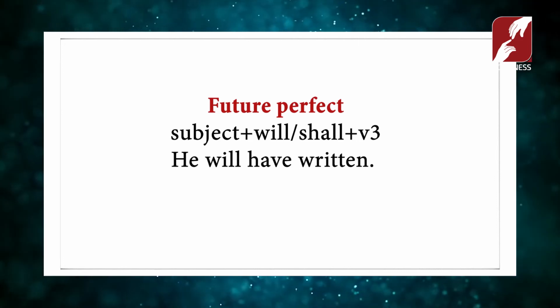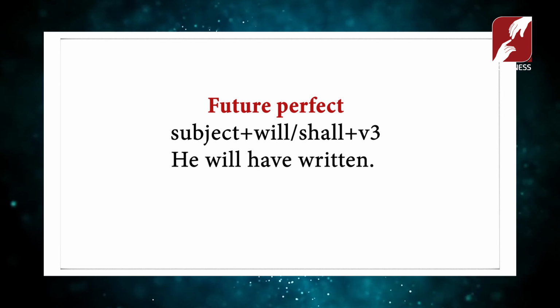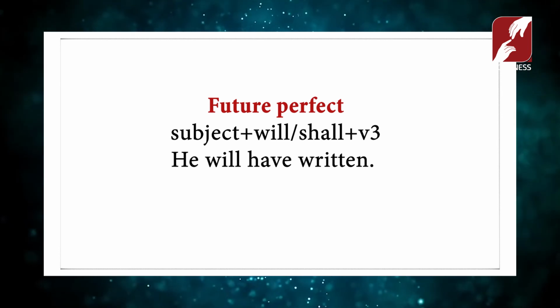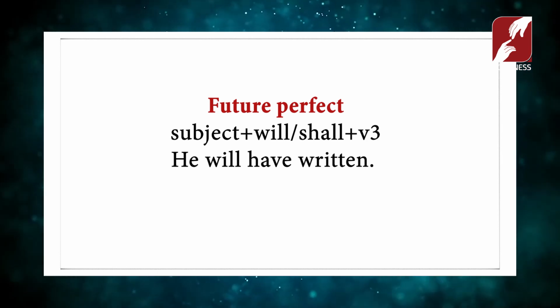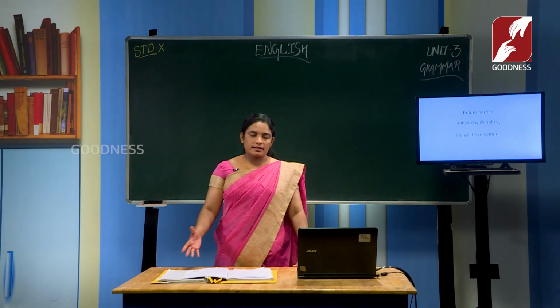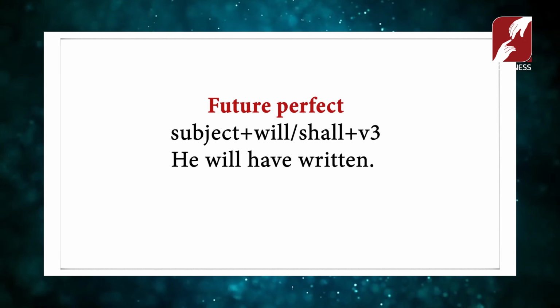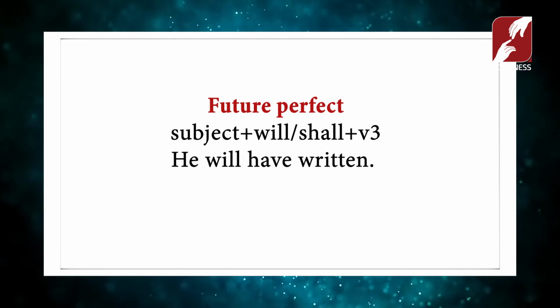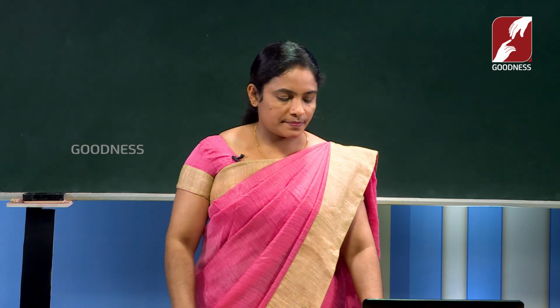Second last one is future perfect. Subject plus will or shall plus V3 form is used over here. The third form of the verb, the past participle form, is used over here. He will have written a letter. It is used to show a completed action in future.